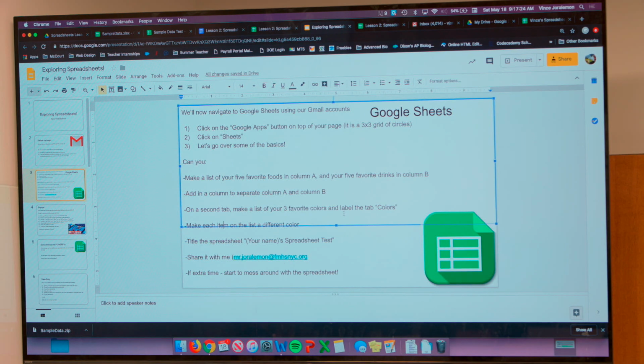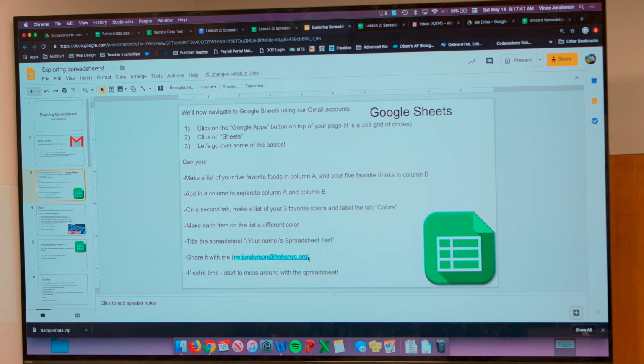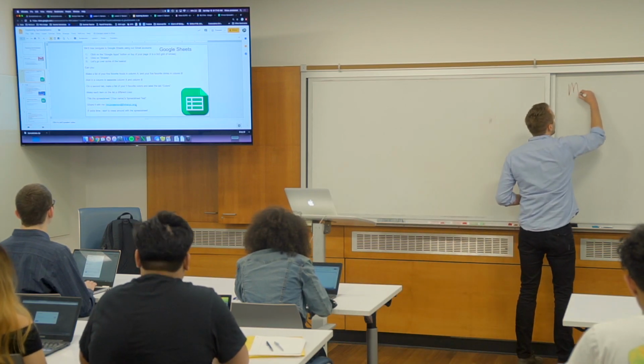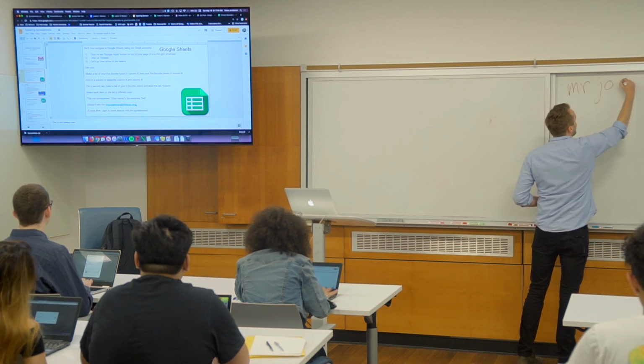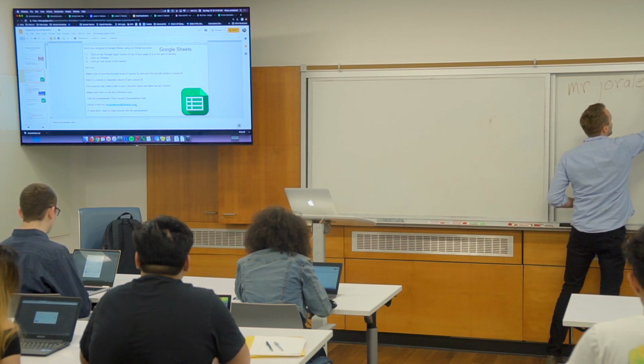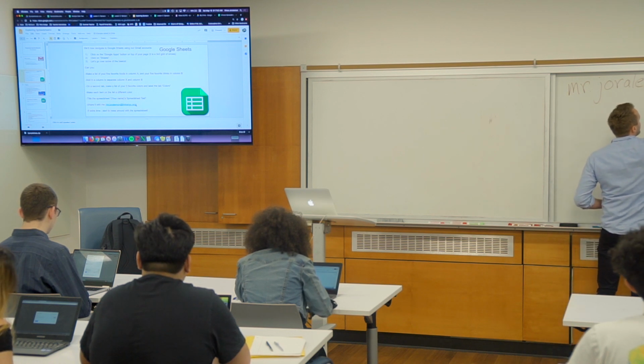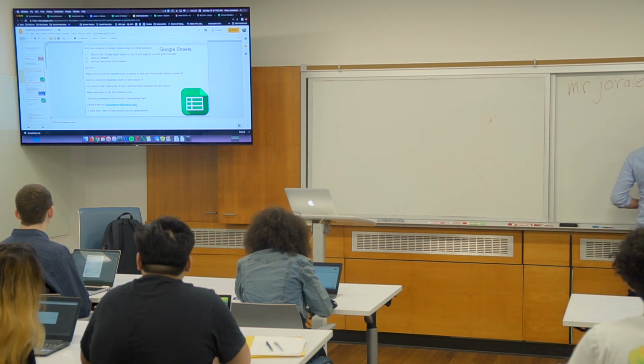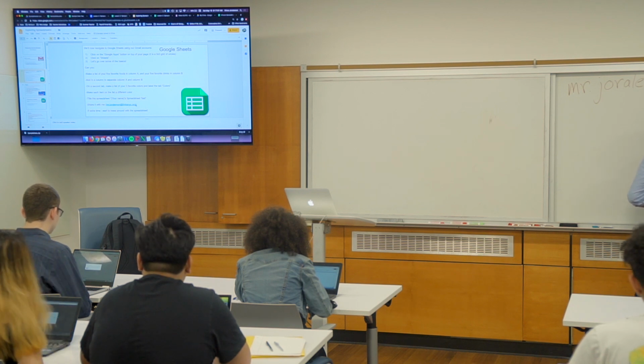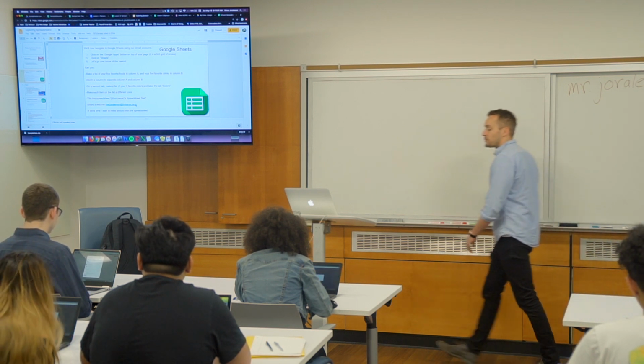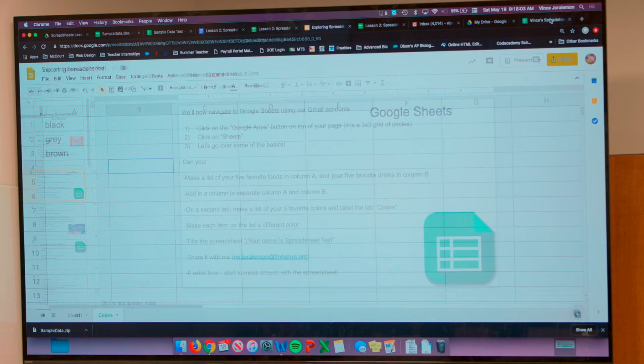And then next, you're going to share that with me. If you've never shared a spreadsheet before, it probably means your school doesn't use Google Docs. But if you have shared something before, you should know how to do this. And here is my email. My name has a very complicated spelling. I'll even write it up here just so you have it. It's Mr.Joralman@fmhsnyc.org.